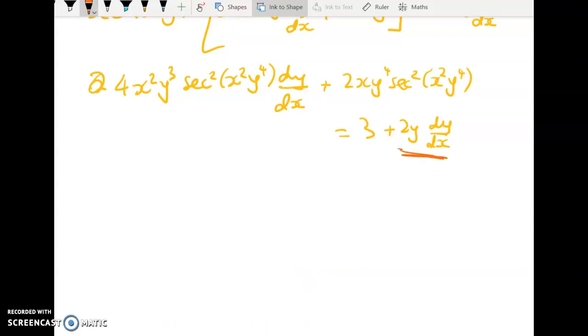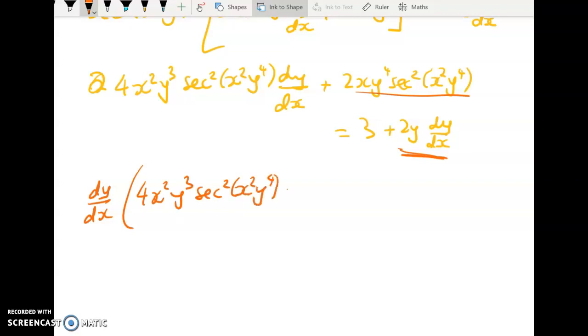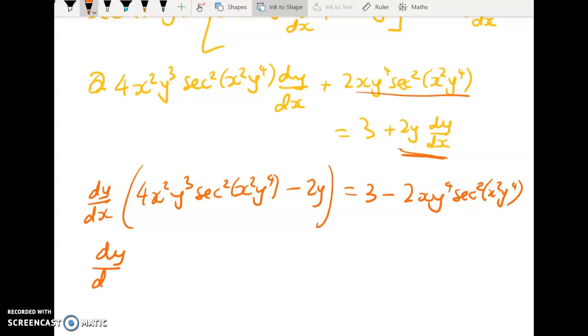So I'm going to subtract this from both sides, and I'm going to subtract this from both sides. That leaves me with dy by dx times 4x squared y cubed sec squared of that minus 2y is equal to 3 take away 2xy to the 4 sec squared of x squared y to the 4, giving me a final answer for dy by dx of this.